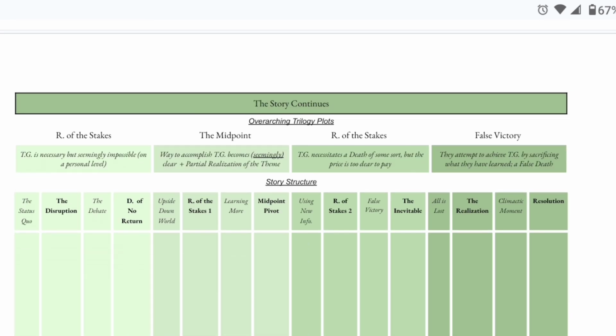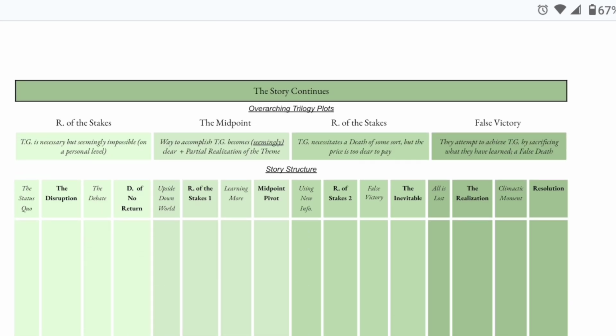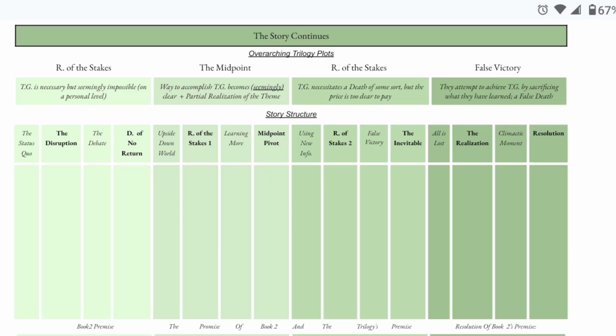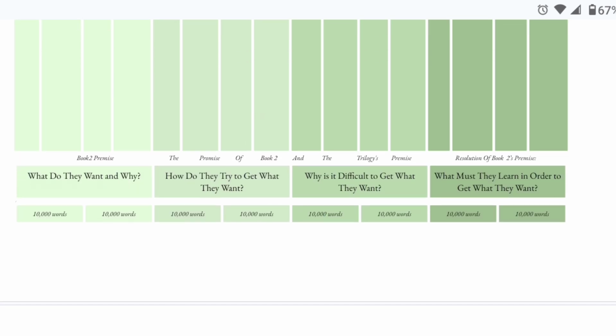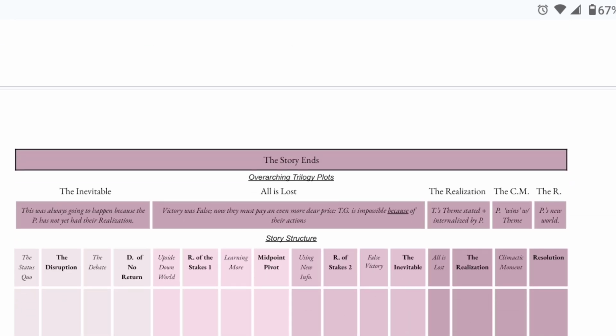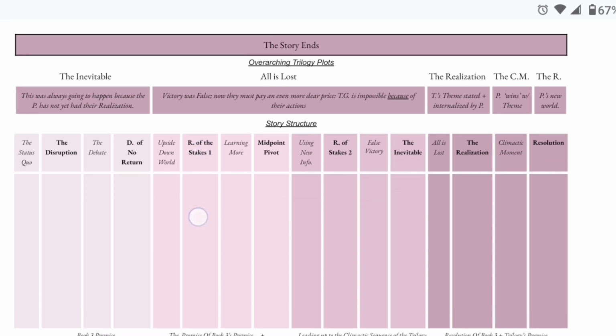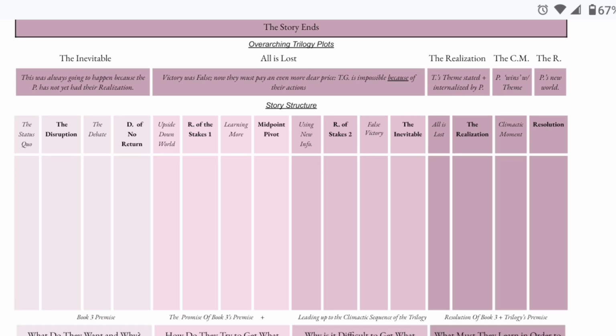But then here's the second book in the series. And you can see those overarching trilogy plot points. There's different ones. And then the last book in the series. So I have these printed out, hanging on my wall, so I can just look at it and work on it when I have the time.